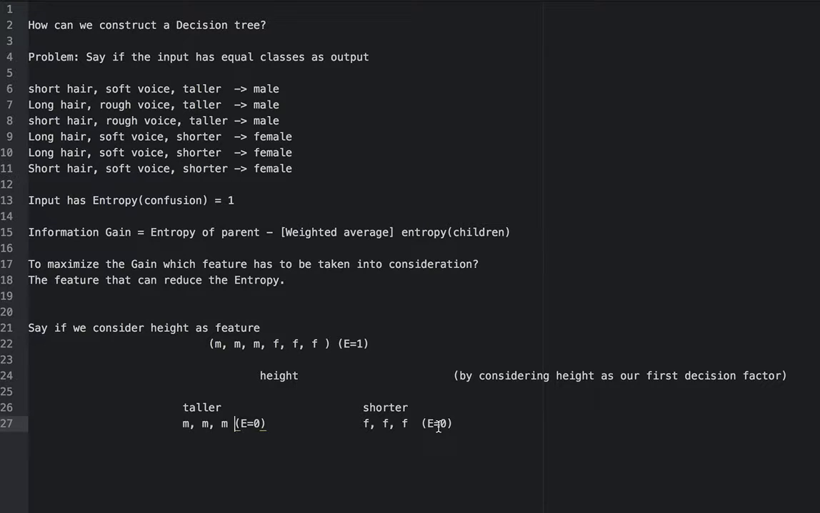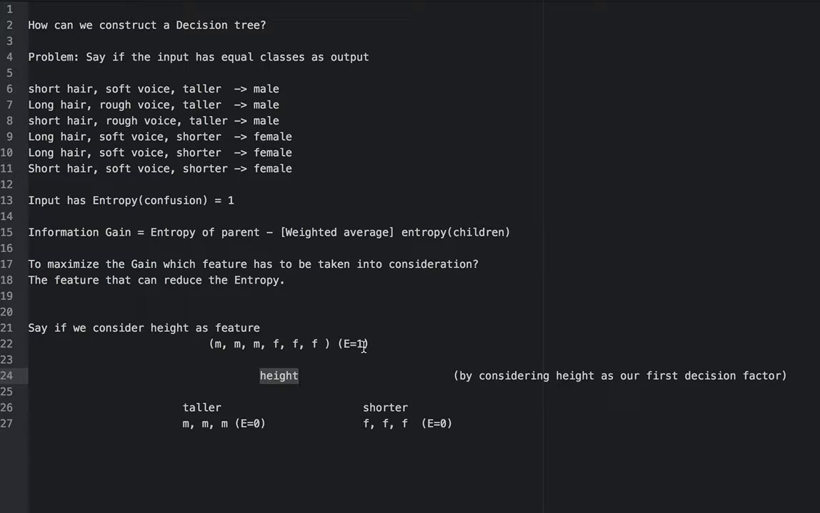So there is no confusion even on the right side. By considering this factor of height, we are basically dividing the whole data set into less confused decisions. Which means by considering the height, we got a lot of gain. So the formula for the gain is, what's the entropy of the parent here?